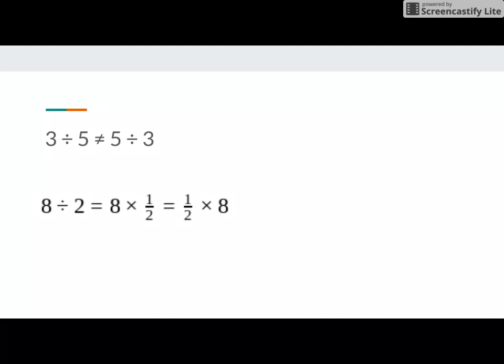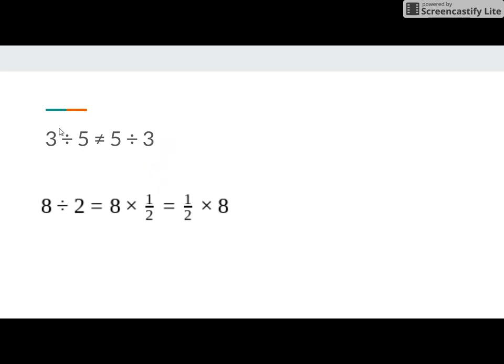Division. Again, the commutative property does not work with division. An example here: 3 divided by 5 is 0.6, I think, as a decimal, or 3/5. It's not the same as 5 divided by 3. 5 divided by 3 would be 1 and 2/3, 1.6 repeating.